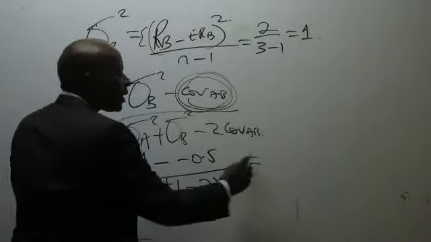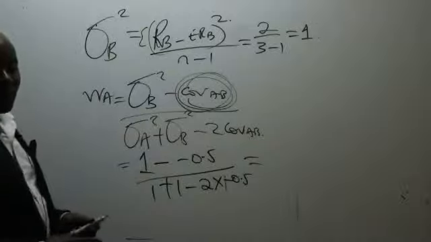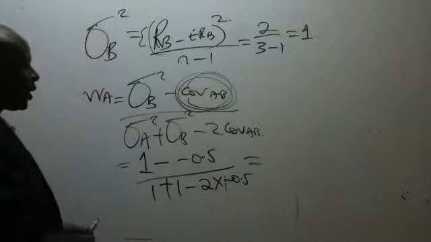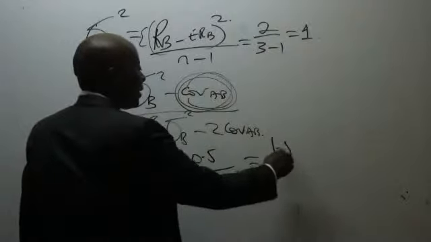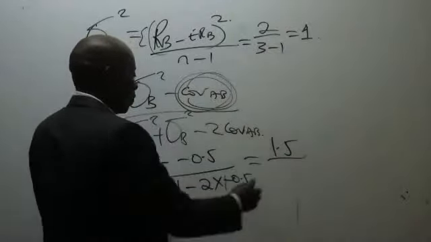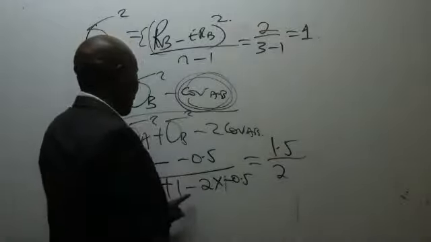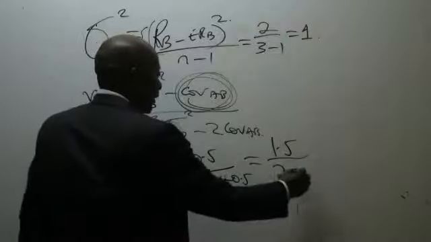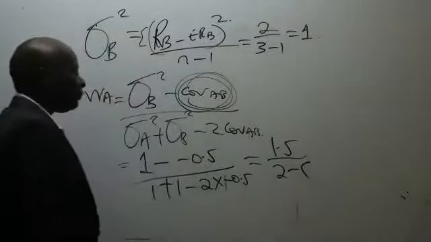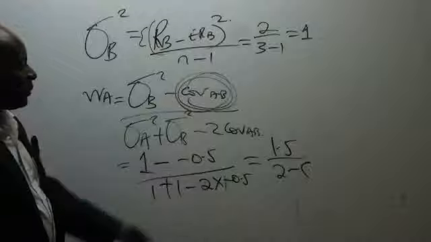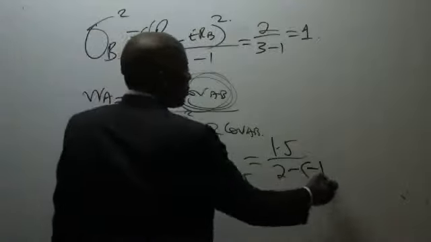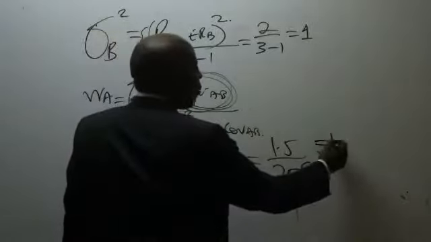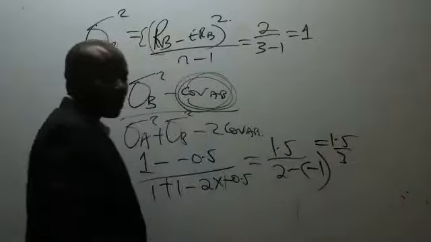So hapa lazima ucheze kama wewe. So kwa hivyo itakuwa 1.5, right? All over, this is 2, right? Minus 2 times, okay, so tutasema minus into bracket, what do we have here? This gives me minus 1. So the two minuses, I'm so sure they'll be plus. So then this will be the same as saying 1.5/3, which will end up giving me what figure?